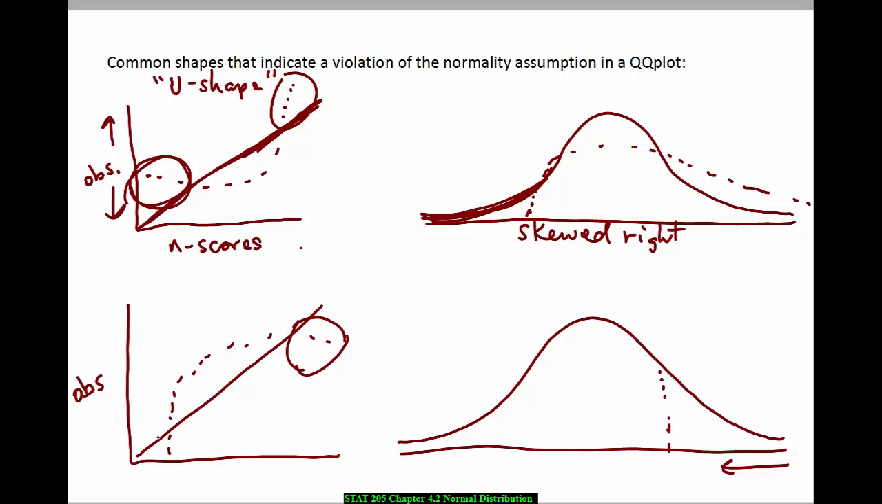In the QQ plot in the low end of the observations, again, we're below the line. My points are too low to have come from a normal. In the low end of the distribution, I've got observations that are more extreme to the left. So an upside down U shape indicates a left skewed distribution.